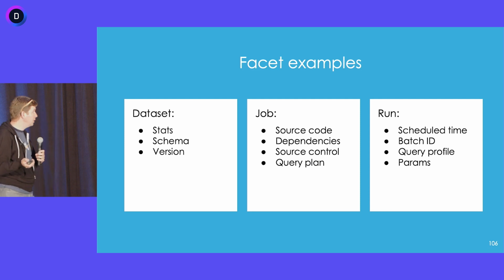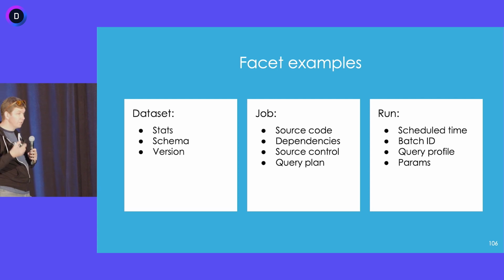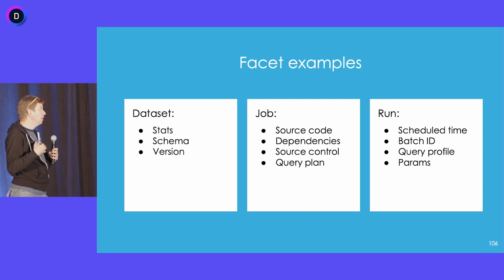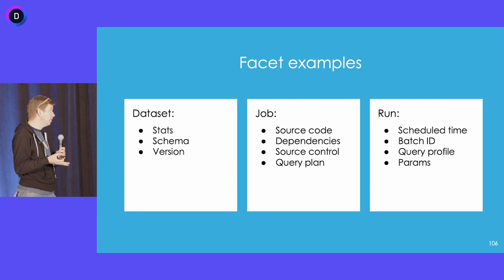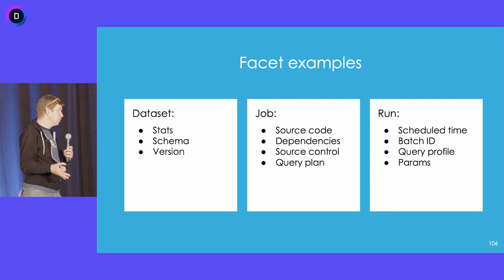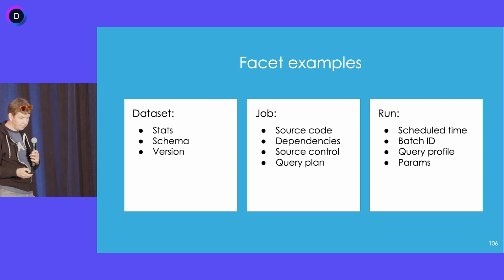And so just a few examples to give you an idea of the kind of information. On datasets, you may want to capture the schema at the time the dataset was read or written to, what statistics you had on the dataset, and data quality statistics. On the job, you would capture the version of the code, and what the plan was at the time of the run. You could capture other kinds of information, like query profiles, on the run.